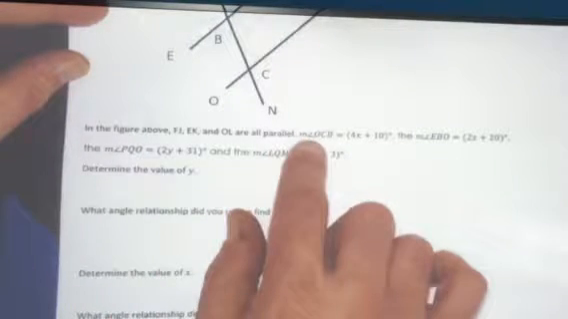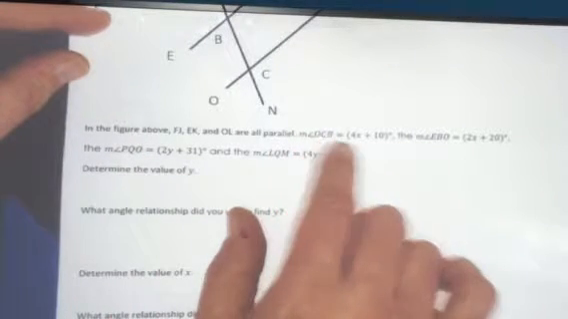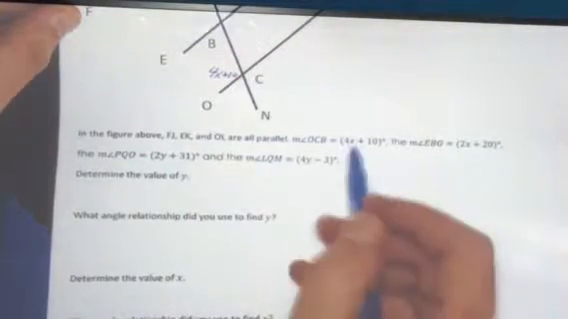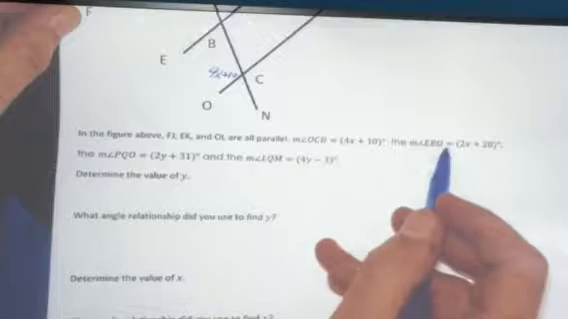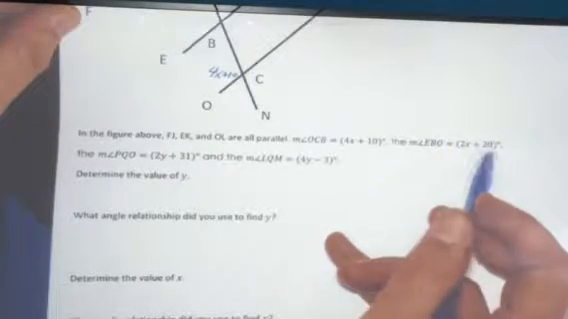The measure of angle OCB equals 4x plus 10. OCB. Angle EBO equals 2x plus 20. EBO.